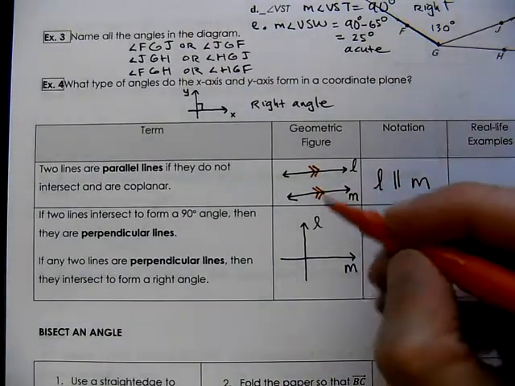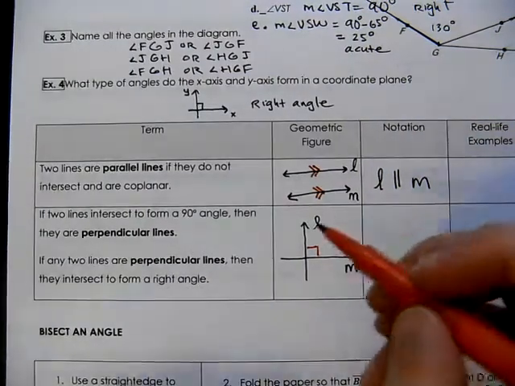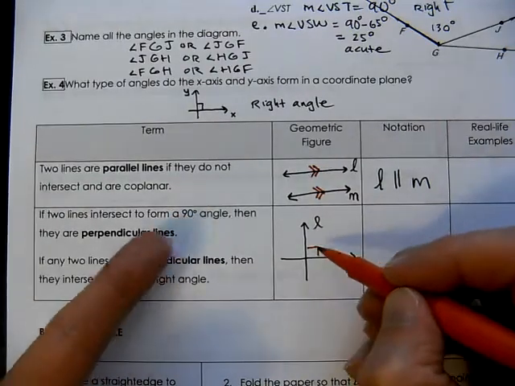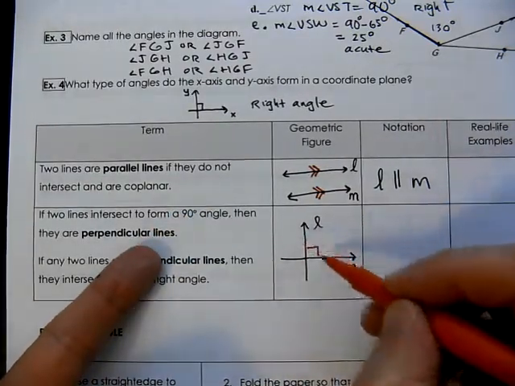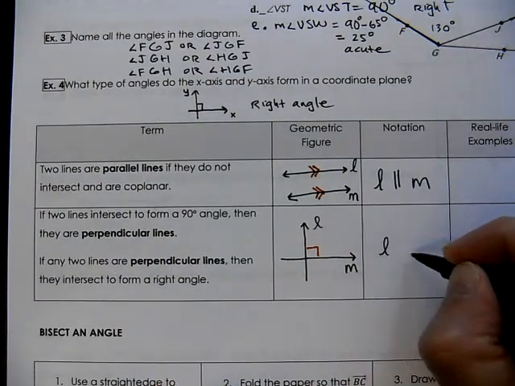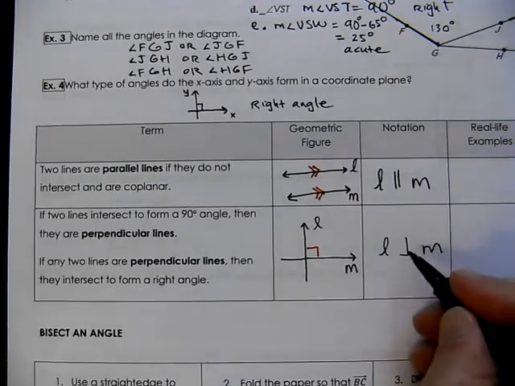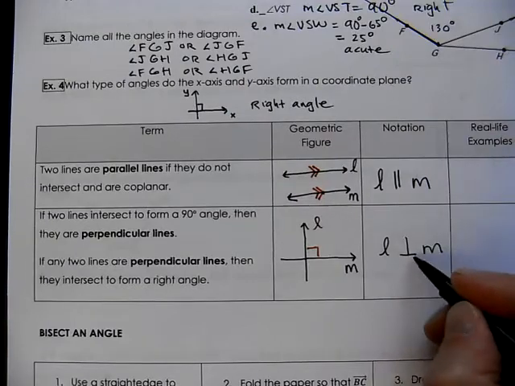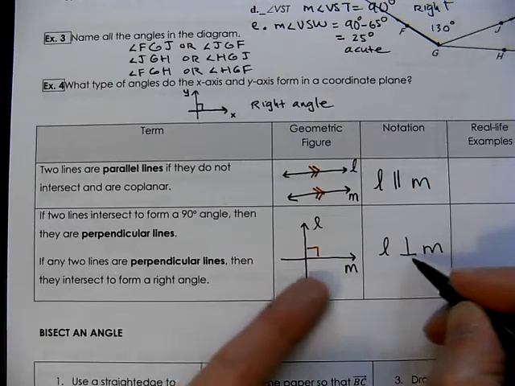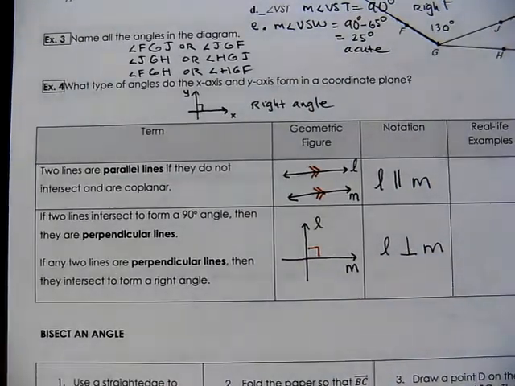Again, the way we show that symbol is with that little box. Now that box means that they are right angles. And if we have a right angle, then we know that the lines are perpendicular to each other. So we would say line L is perpendicular to line M. That symbol looks like an upside down capital T, but really it's just a miniature vertical and horizontal bar to suggest that they are perpendicular to each other.